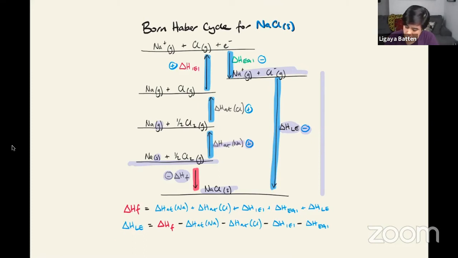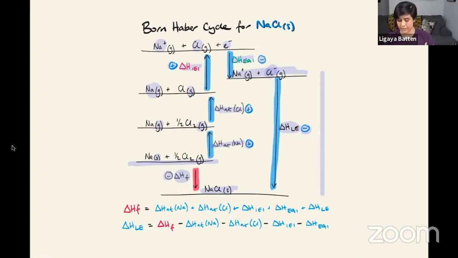And then we've got the gaseous molecules of chlorine turning into gaseous atoms of chlorine. Again, the atomization of chlorine, another positive change, so endothermic change. Then we're going to turn the gaseous atoms of sodium into gaseous ions of sodium, and that's the first ionization energy, again a positive change. And then finally we take the chlorine atoms and add an electron to make the chloride ions, and that's the electron affinity, a negative change.